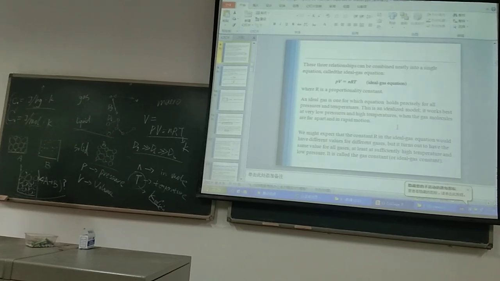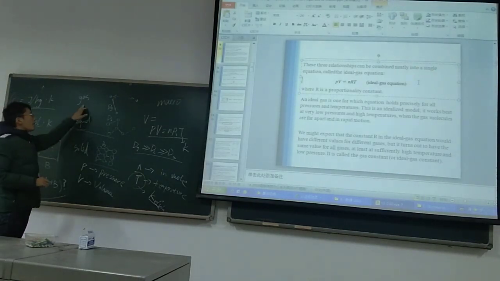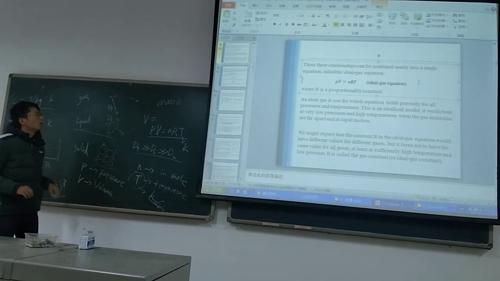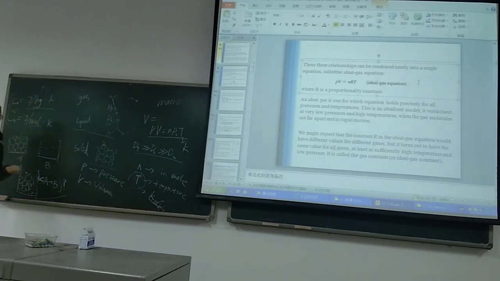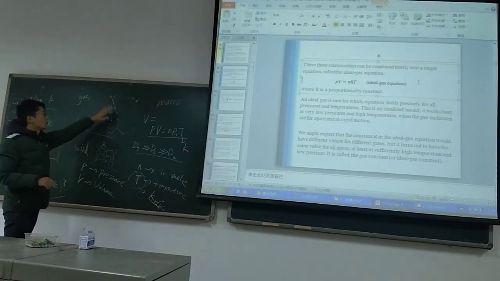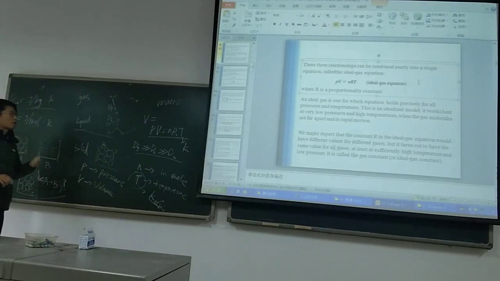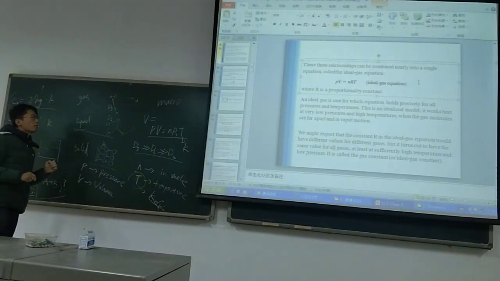An ideal gas is one for which this equation holds precisely for all pressures and temperatures. This is the idealized model. It works best at very low pressure and high temperatures, when the gas molecules are far apart and in rapid motion. Even though the distance between the gas molecules is so large, however, we ignore the interaction between the molecules. In fact, as a matter of fact, there is some interaction between them.